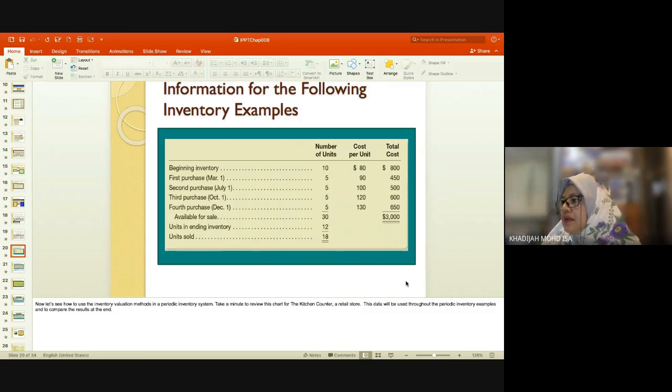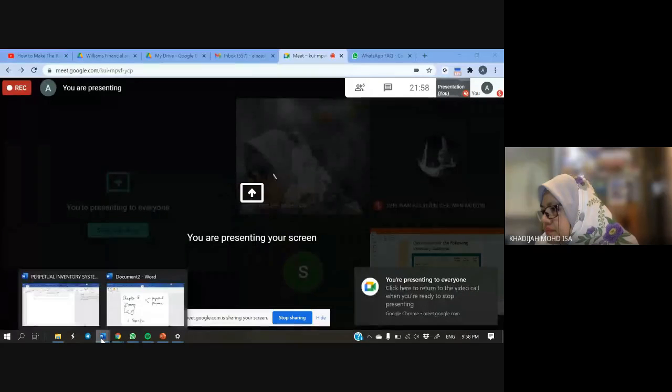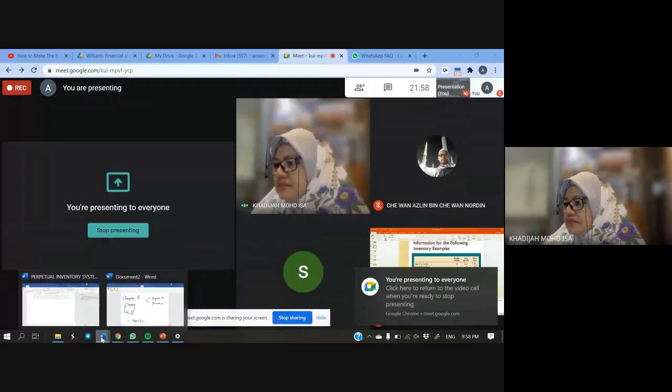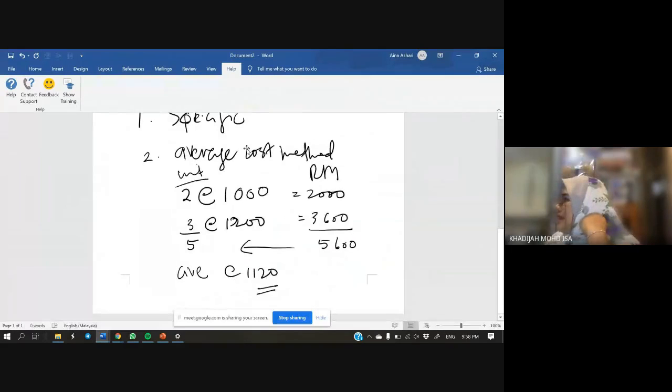Okay. Let's look at here. Aina, how am I supposed to go to the next page, Aina? Please. Here. I don't know how to go to the next page.